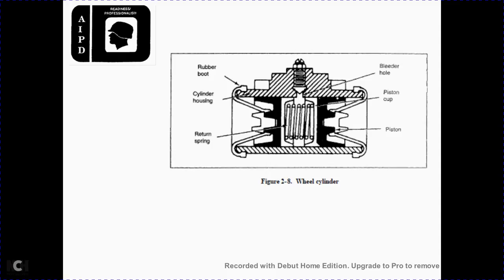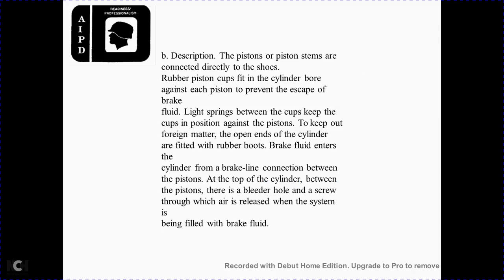Figure 2.8 shows the bleed hole, the piston cup, the piston, the return spring, and the cylinder housing in the rubber boot. Description: the pistons or piston stems are connected directly to the shoes. The rubber piston cup faces the cylinder bore against each piston to prevent escape of the brake fluid.